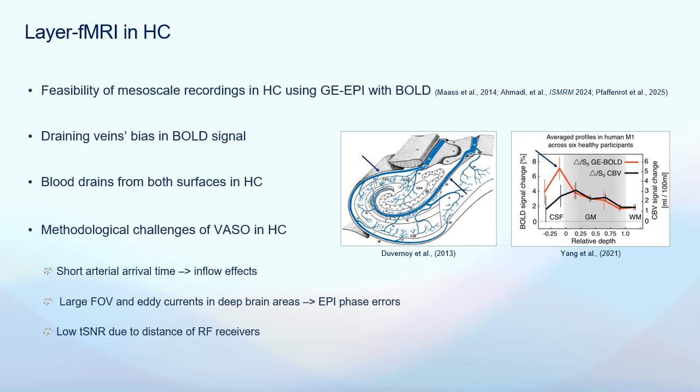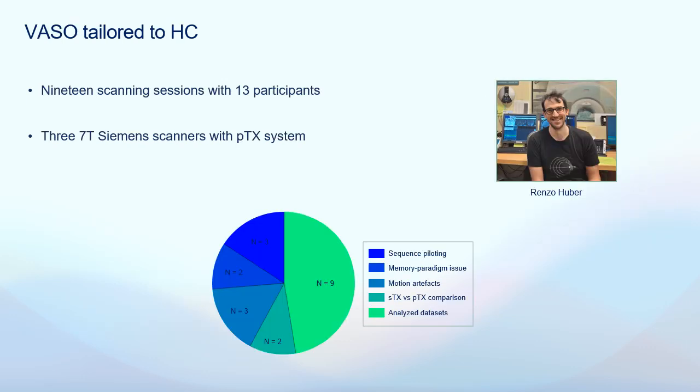First, the relatively short arterial arrival time can cause inflow effects. Second, large field of view and deep eddy currents in deep brain structures can lead to EPI phase errors. And finally, the distance of RF receivers can contribute to low tSNR that is typically observed in the hippocampus.